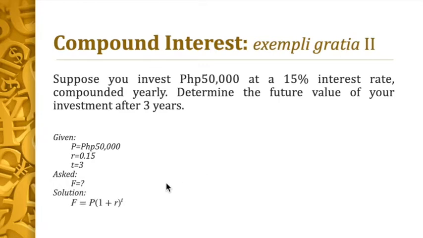Okay, and then let's try to substitute all the values. P is 50,000, that's it. R is 0.15, T is 3. So let's use our calculator to get that. 50,000, open parenthesis, 1 plus 0.15, close parenthesis, raised to 3. And the answer is the same here with my calculator, 76,043 pesos and 75 cents. Okay, hopefully you got it also there correctly.